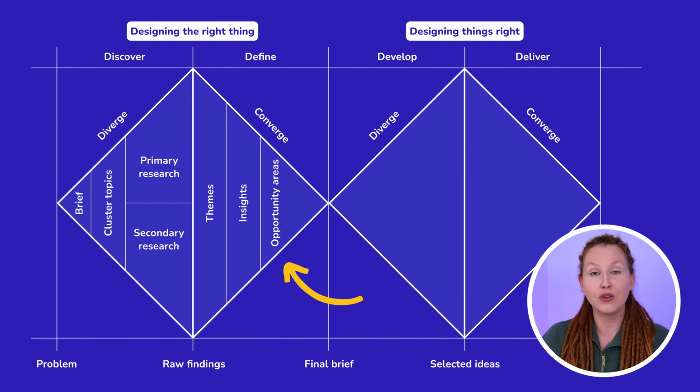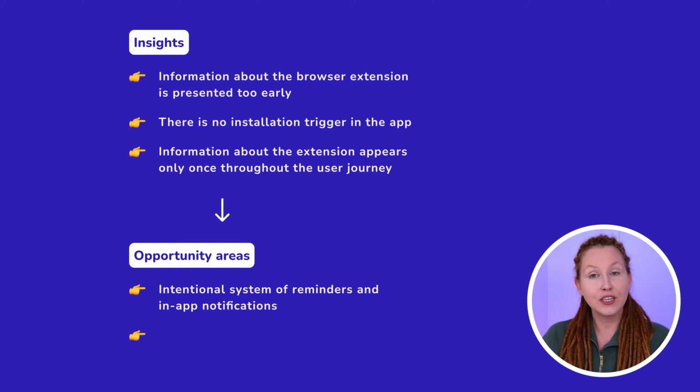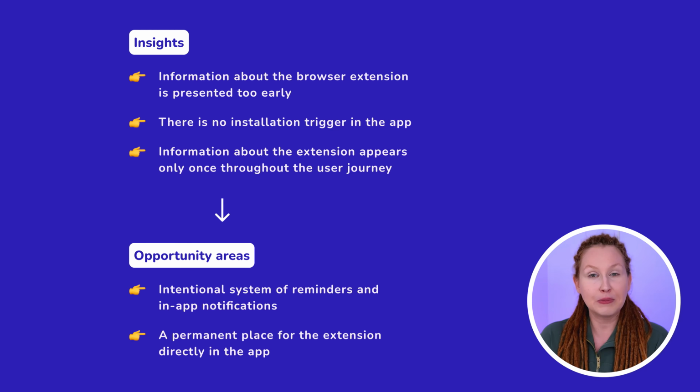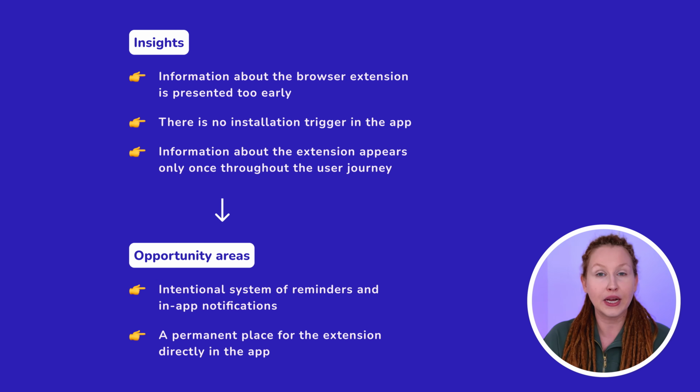Knowing the insights, we now need to build the opportunity areas. We need to describe the potential areas of action that will guide us through the ideation phase. And for my project, I've differentiated two areas. An intentional system of reminders and in-app notifications that remind users about the browser extension. A permanent place for the information about the browser extension and the installation trigger directly in the app.